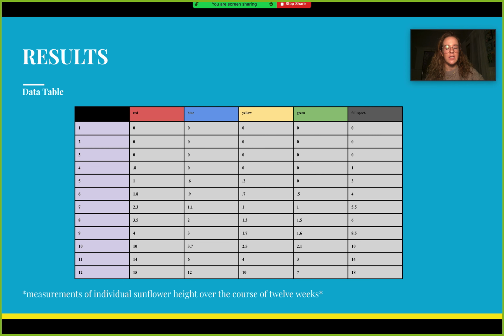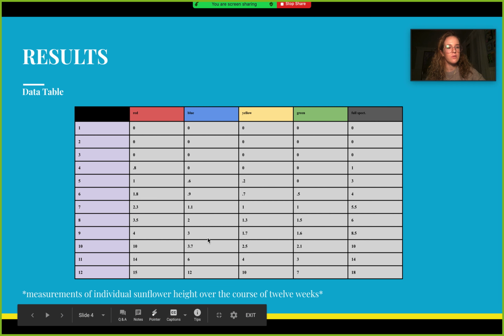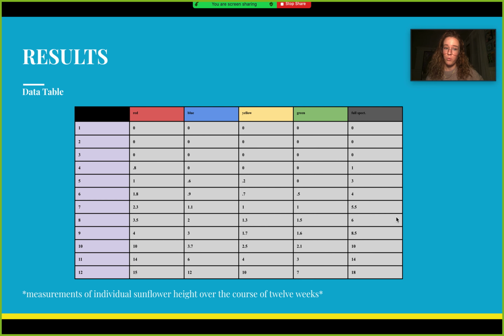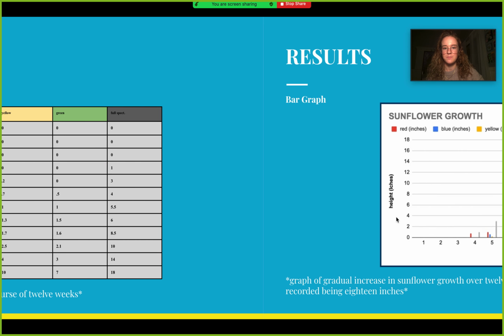So this is my data table. It lasts for 12 weeks, and it's divided by the 5 colors that I'll be using: a red bulb, a blue bulb, a yellow bulb, a green bulb, and a full spectrum bulb. And these are the results that would support my hypothesis. You can see that the red flower grows almost as tall as the full spectrum flower, but not quite. And then you can see that the flower grown under the green bulb is actually the shortest, which is assumed because plants have been found to reflect green wavelengths.